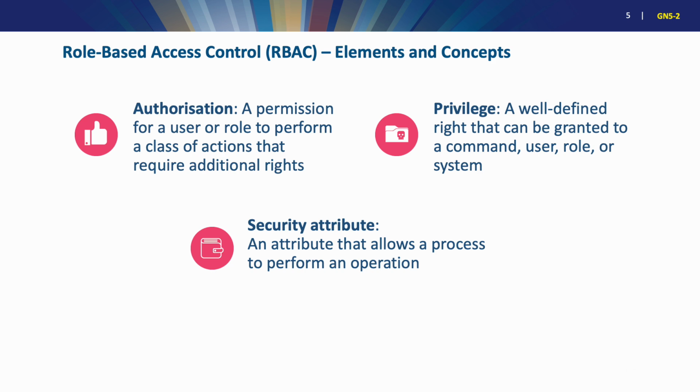Authorization is the permission given to a user or role to perform a class of actions that require additional rights. Privilege is a well-defined right that can be granted to a command, user, role, or system. Privileges allow a process to succeed. Ordinary users have basic privileges. A security attribute is what allows a process to perform an operation. In a typical Unix environment, a security attribute allows a process to perform an operation that is otherwise prohibited to ordinary users.